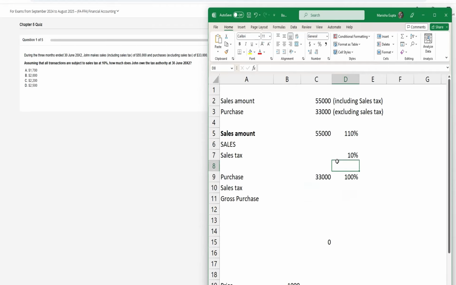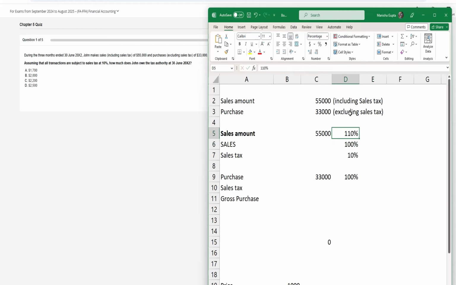Okay, fine. So the question said your sales amount of 55,000 includes sales tax. What is the sales tax percentage? It's given in the question, that's 10%. So if sales tax is 10% and our sales is 100%, what do you think the amount given will be? 110%.